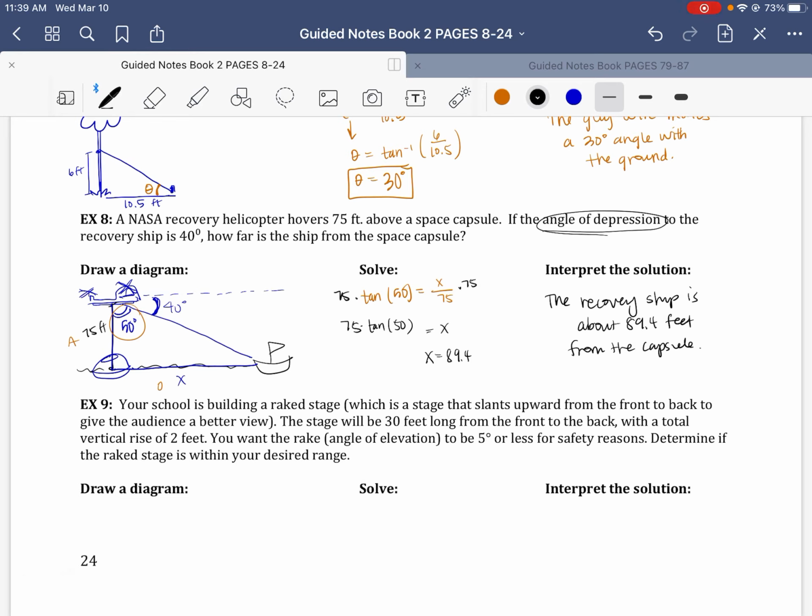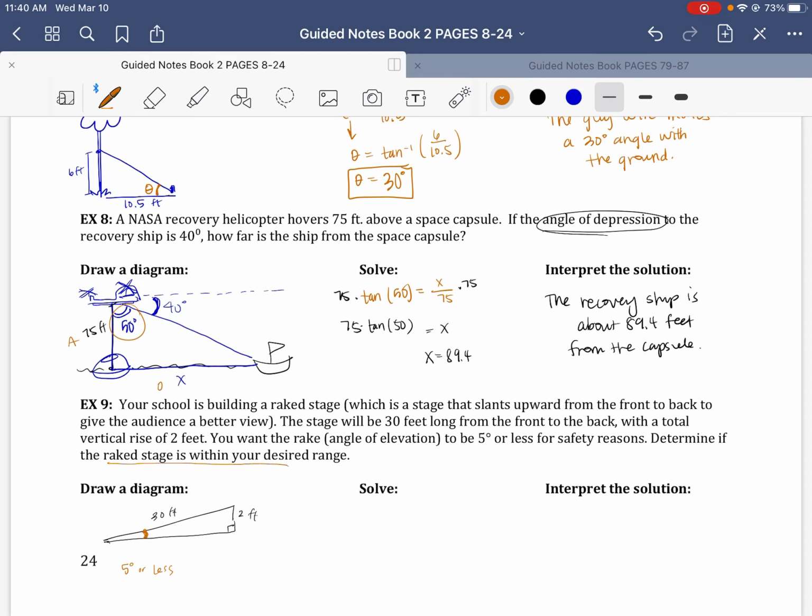Your school is building a raked stage, which is a stage that slants upward from the front to the back to give the audience a better view. The stage will be 30 feet long from front to back with a total vertical rise of 2 feet. So here's a stage, and it looks like it's going to be 30 feet long, and it's only going to rise 2 feet. So my diagram is probably really off, but that's all right, as long as we've labeled them correctly. And it looks like you want the rake, or the angle of elevation, to be 5 degrees or less. So this angle right here on the left needs to be 5 degrees or less for safety reasons.